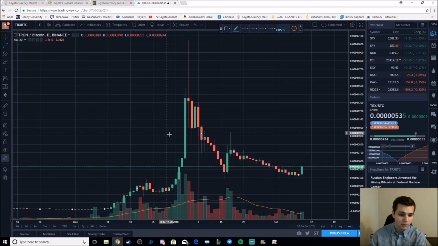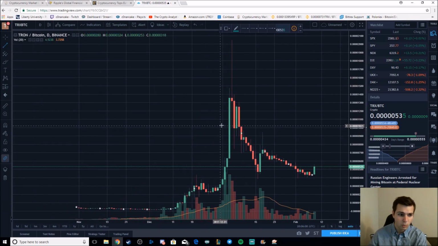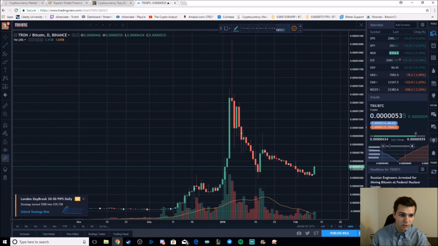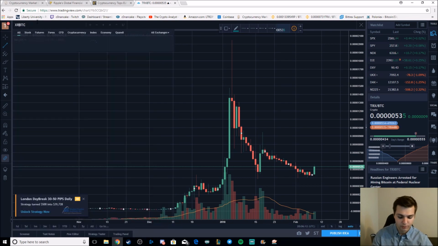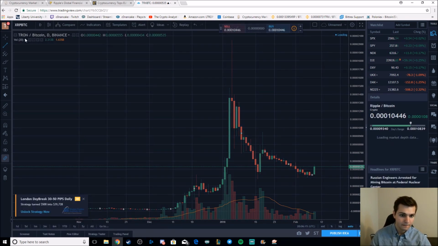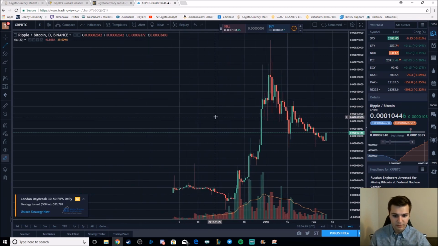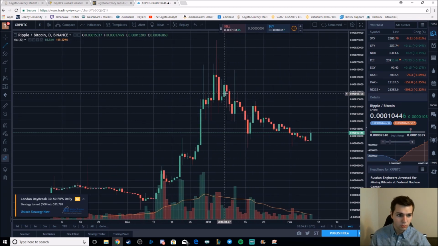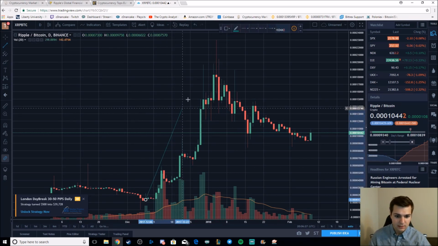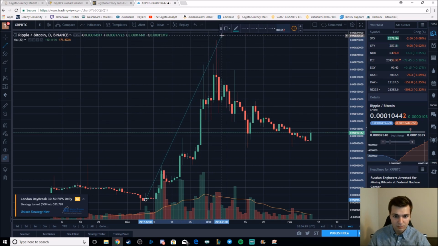So something I want to talk about here is I'm going to zoom out a little bit. We're on Tron's graph right now, and what I'm actually going to do is switch this over to Ripple, because we're going to cover Ripple first. So here we are. We have Ripple's graph pulled up, and I want to explain something. For the sake of argument, we are going to call the bottom to the top the 100%. This is the 100% gain. Bottom to the top, all right?